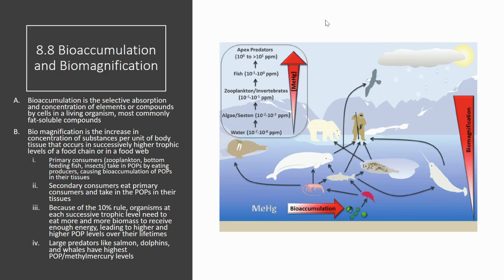And because of that 10% rule, we know that organisms at each successive trophic level need to eat more and more biomass in order to receive enough energy to survive, leading to higher and higher POPs levels over their lifetimes. And so species that are quite large, such as salmon, dolphins, and whales, have tremendously high levels of POPs or even methylmercury in their systems.